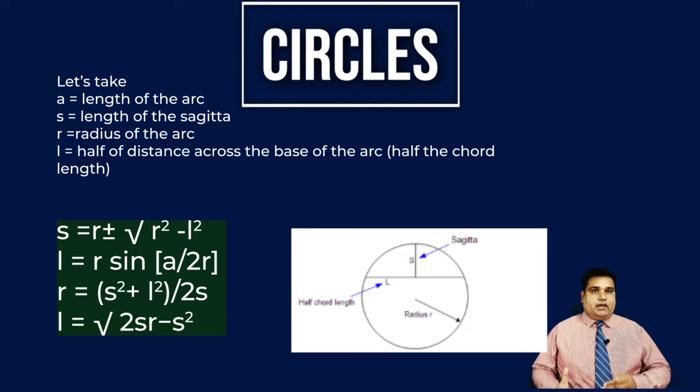So here you are seeing in the sagitta, where the midpoint is touching, the distance to the outer point on the circumference will be the L in the formula. And if we want to calculate the radius, and the sagitta and the chord are given, the formula will be S square plus L square upon 2S. And lastly, if we need to find L again, and the sagitta and the radius are given, the formula will be L is equal to root of 2SR minus S square.